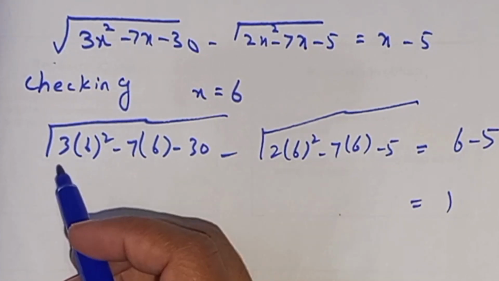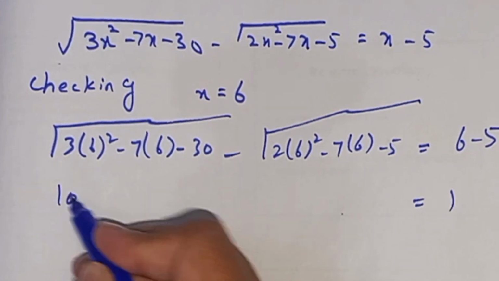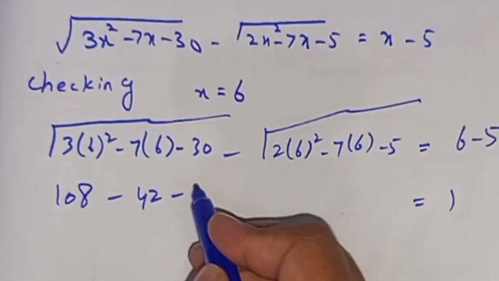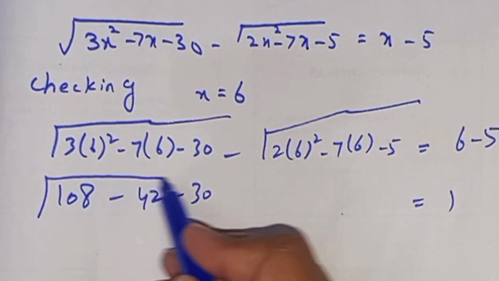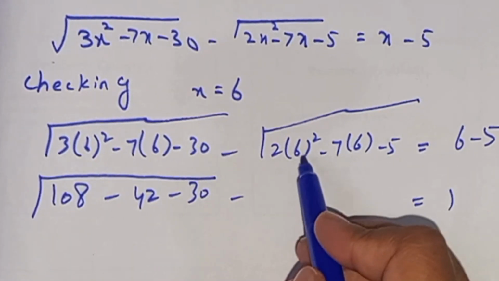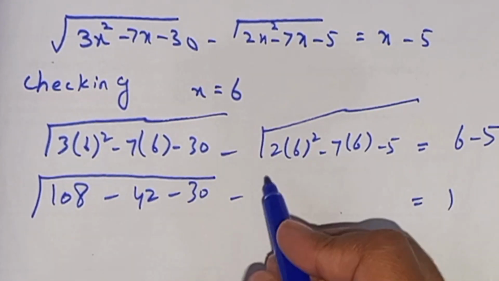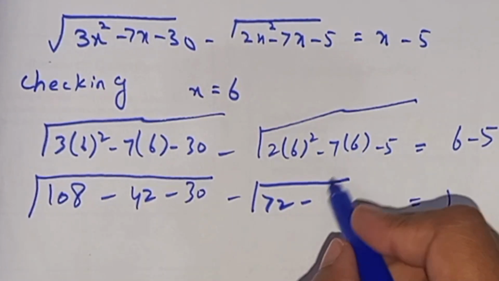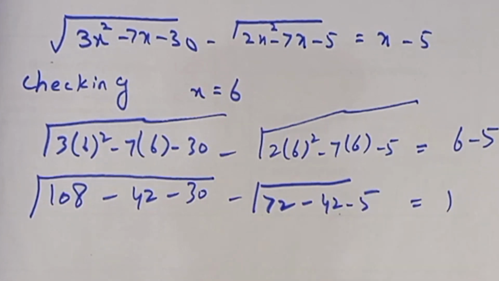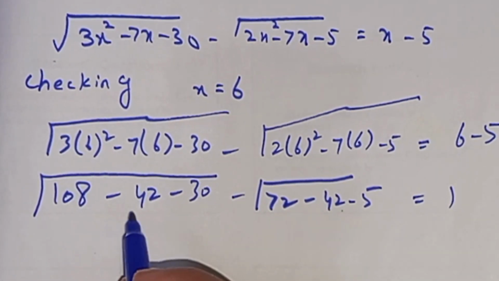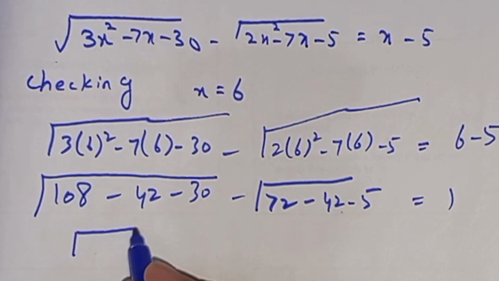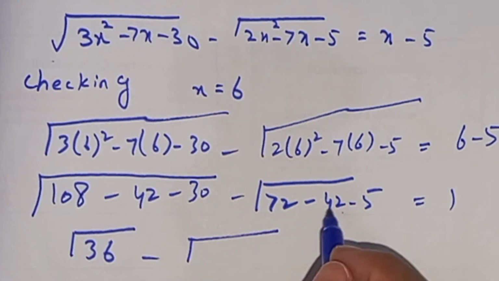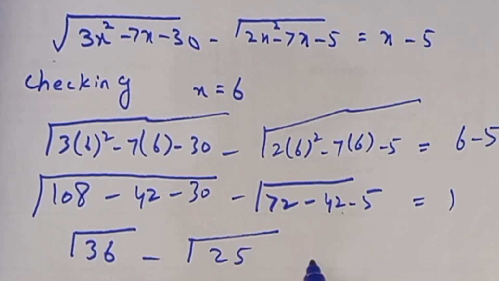Multiply 36 by 3, then we get 108, minus 7 times 6 is 42, minus 30. Now we write the square root. Minus 6 squared is 36. Multiply this by 2, then we get 72, minus 6 times 7 is 42, and minus 5. So 108 minus 42 minus 30 is equal to 36, and 72 minus 42 minus 5 is equal to 25, which is equal to 1.